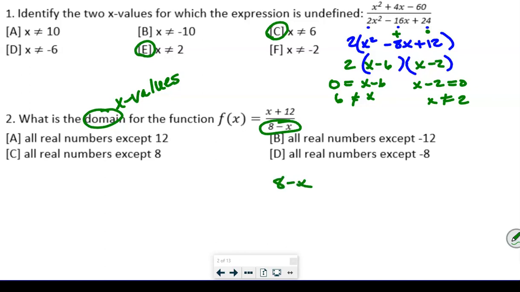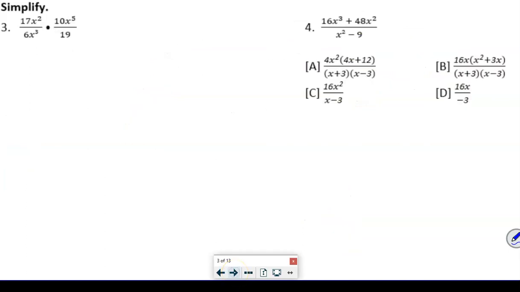So this is 8 minus x equals 0. So we're going to subtract 8 from both sides. That's going to be minus x equals minus 8. And then we can either divide or multiply by negative 1. Right? So that's going to be x equals 8. So x cannot equal 8. So this would be all real numbers except for what value? Yes, 8. Okay? So that's what domain is. The x values for which the function is true. Or in this case, not true.